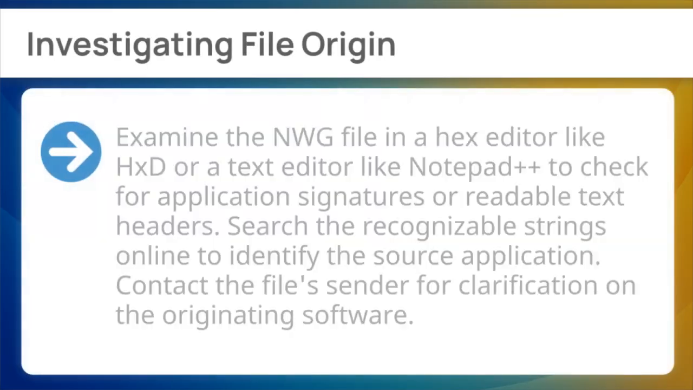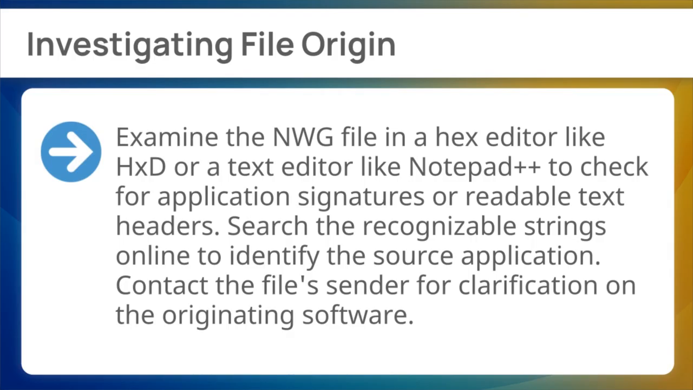First, investigating file origin. Examine the NWG file in a hex editor like HxD or a text editor like Notepad++ to check for application signatures or readable text headers. Search the recognizable strings online to identify the source application. Contact the file's sender for clarification on the originating software.